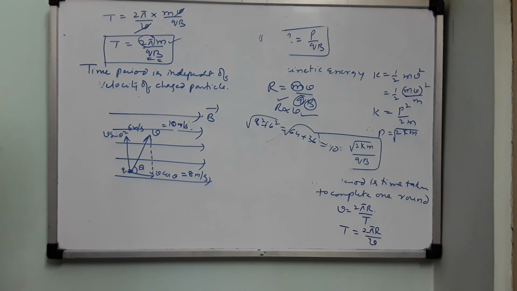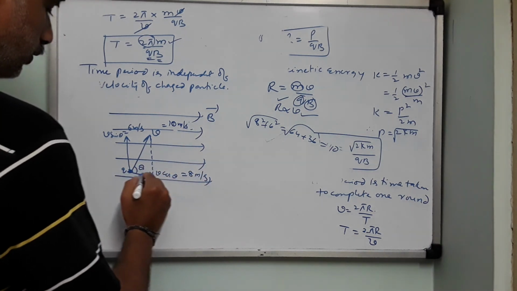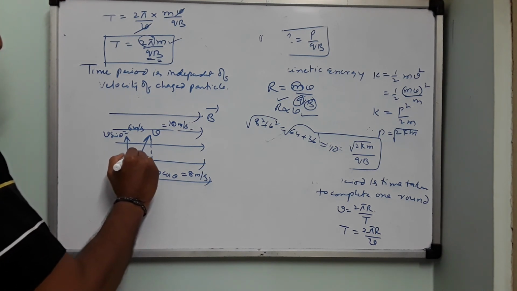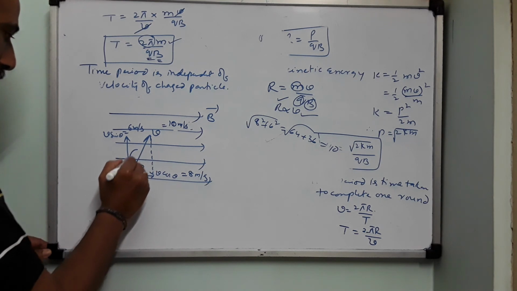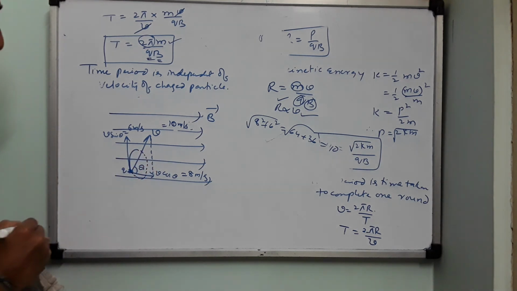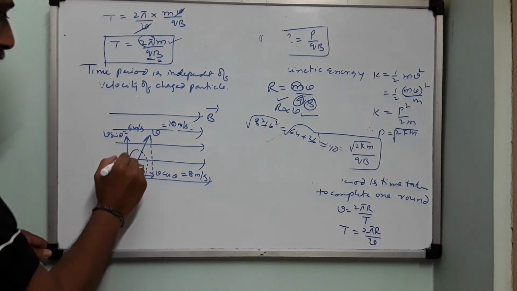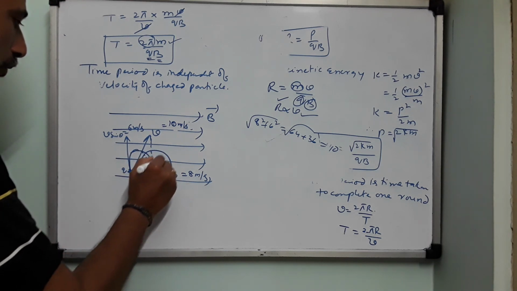So therefore, the combination of these two paths is nothing but a helix. Now your charged particle will try to move in a circle because of this V sin theta. If V cos theta were absent, it would have come back here. But V cos theta is very much present, so it will pull it in the horizontal direction. Therefore, it cannot come back to the original position, and it starts going like this.